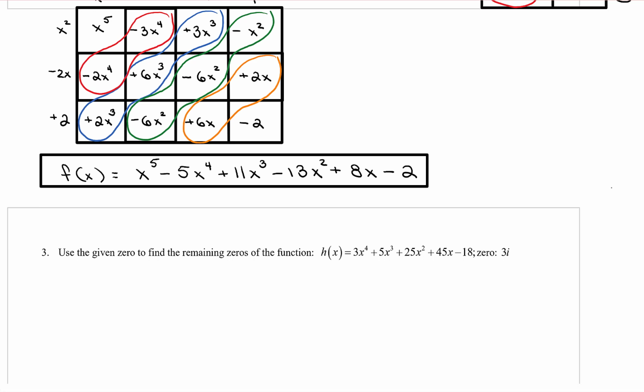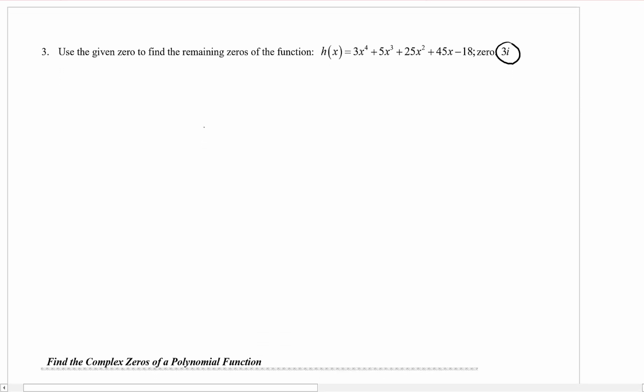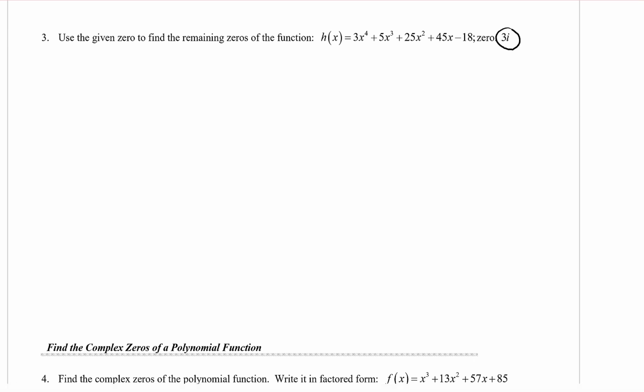Number 3, use the given 0 to find the remaining zeros of the function. The function here we have is h of x is equal to 3x to the 4th plus 5x cubed plus 25x squared plus 45x minus 18. The 0 that we're given is 3i, and that's all we're given.